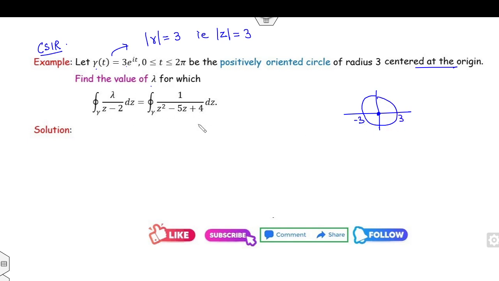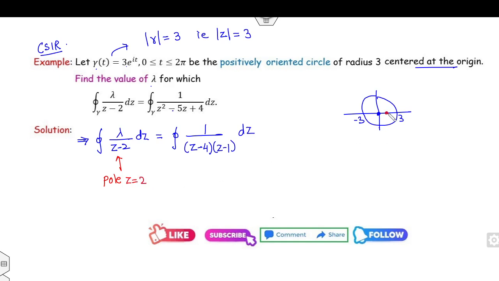Find the value of lambda for which these cases are equal. It's very simple. How? You can firstly find the pole of the both cases. Otherwise, you can factorize them. So it will be z minus 4, z minus 1. Fine. Can you find the pole of this function? What is the pole? Z is equal to 2 and it lies inside the circle. Can you find the pole of this function? Pole is 1, pole is 4. And once it is 4, it lies outside the circle and 1 lies inside the circle. Fine. So z is equal to 2 also lies inside.